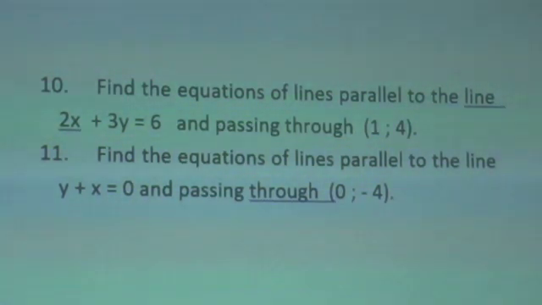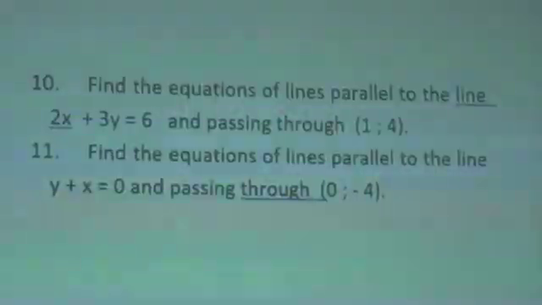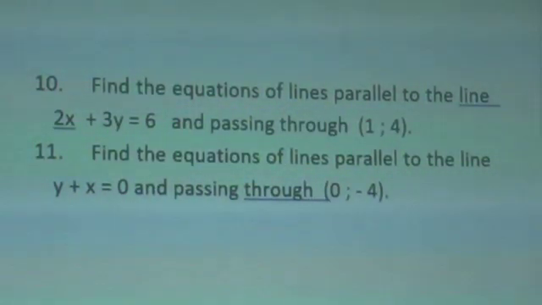Number 10, find the equation of the line parallel to the line 2x plus 3y is equal to 6 and passing through (1, 4). Number 11, find the equation of the line parallel to the line y plus x equal to 0 and passing through (0, -4). Alright, you can stop the DVD, try these two examples, and then come for a review.